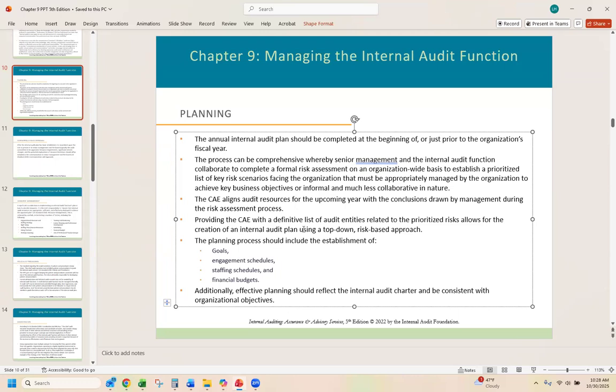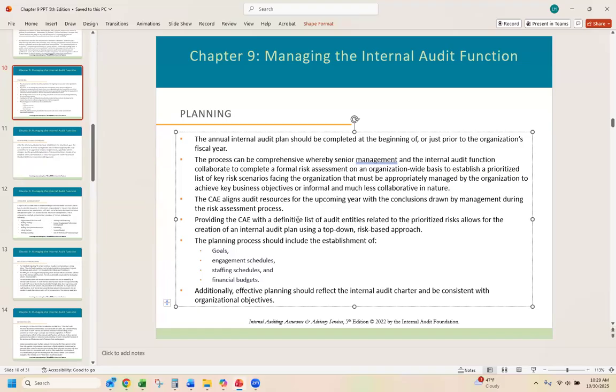And then this just goes through the steps. You want to meet with senior management, maybe with the audit committee. You want to get your plan approved. You want to do risk analysis. Then the CAE aligns audit resources. Resources are people. That's just the term. Whenever you're in a service field or a service position within a company, you are the resource. So they're aligning audit resources for the upcoming year.